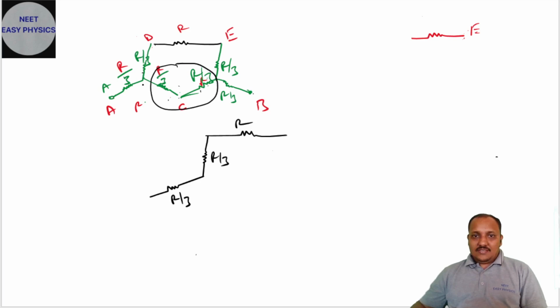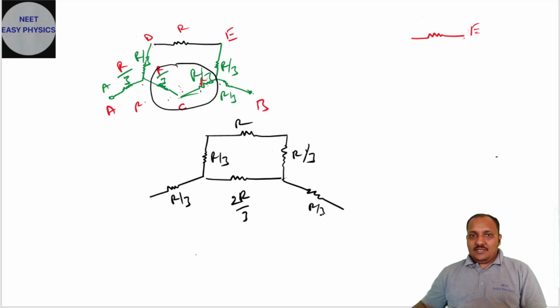Now this is going to be changed like this: 2R by 3. Again here it is going to be R by 3. Again, the final one, R by 3. Correct? This is B. This is A. Now if you observe, this R and R by 3, otherwise R by 3, R by 3.